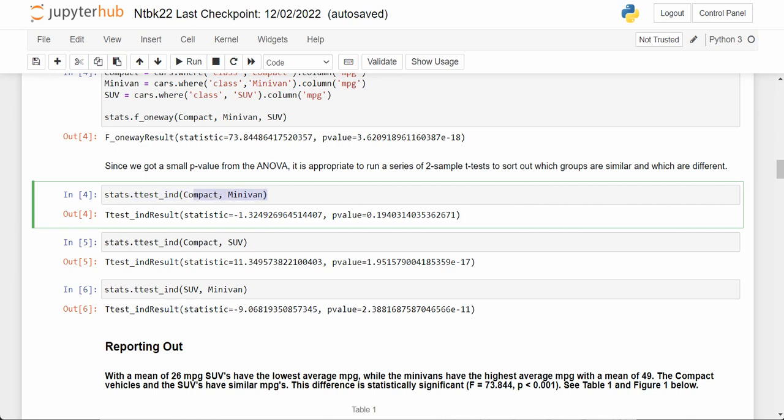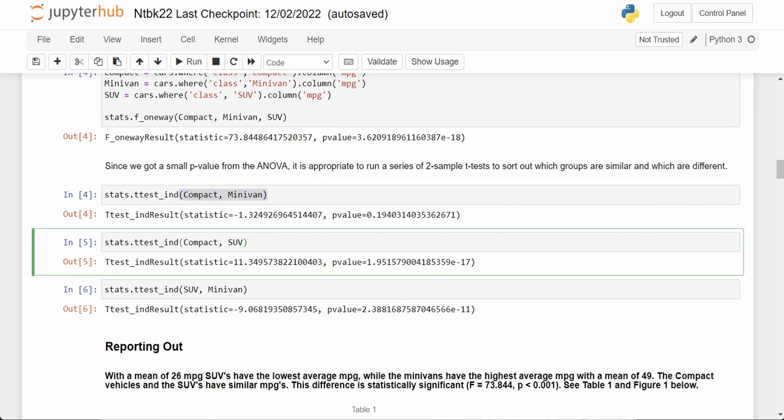So remember, this is the two-sample t-test, and the IND stands for independent samples. That means the assumption is that you can't simultaneously be in both groups. You're either a compact car or a minivan. You can't simultaneously be both. Okay, and why are we running these? Well, the p-value is bigger than 0.05, so we don't find a significant difference between the compact and the minivan, but we can check between the compact and the SUV.